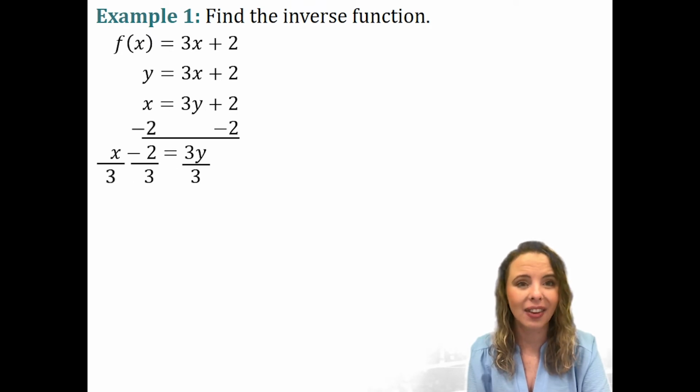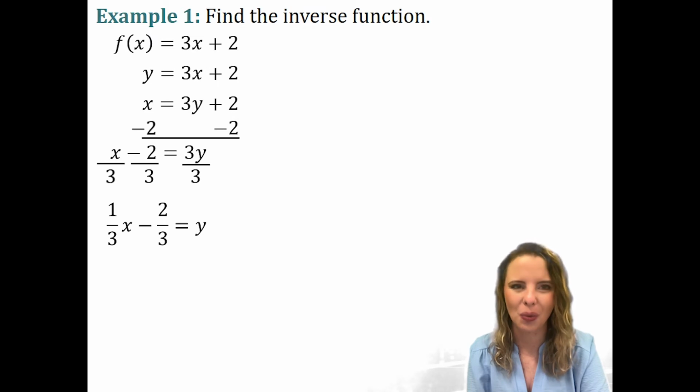So, x divided by 3 is going to be 1/3 x, negative 2 divided by 3 is negative 2/3, and 3y divided by 3 simplifies to 1y. So now we are solved for y. This is our inverse function. So now we can notate it with the appropriate notation, f to the negative 1 power. So f inverse of x equals 1/3 x minus 2/3.